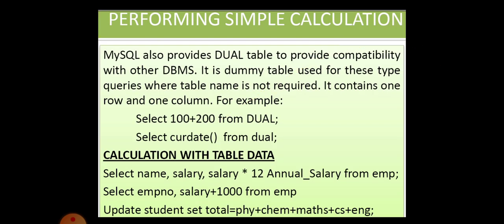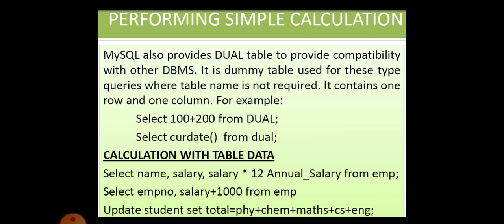For calculating simple operations, SQL has the dual table. It is a dummy table that can be used for simple calculations if we do not have any table to calculate with. It contains only one row and one column. We can give select 100 plus 200 from dual. It will display 100 plus 200 as the column name, and then it will display 300. Like that we will get. The curdate function is used for getting the current date and time.